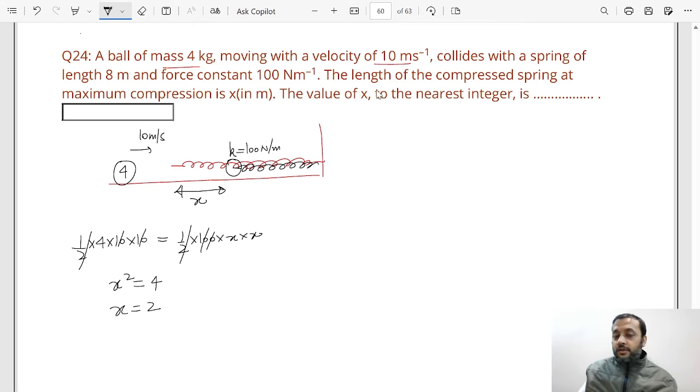But be careful here, the question is asking the length of the compressed spring. The natural length of the spring was 8, that means this length was 8, and the compression is 2. That means the length of the compressed spring will be 6. Although this was a very easy question, some of you might have gotten it wrong if you were not careful in reading the question. The moral of the story is that you should be careful in reading the question.